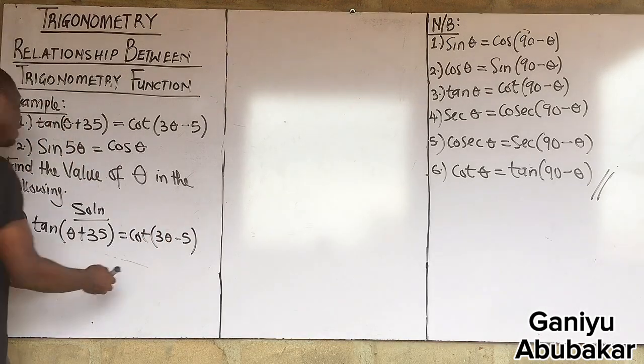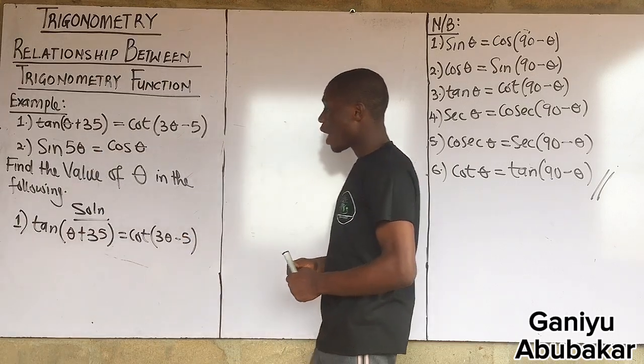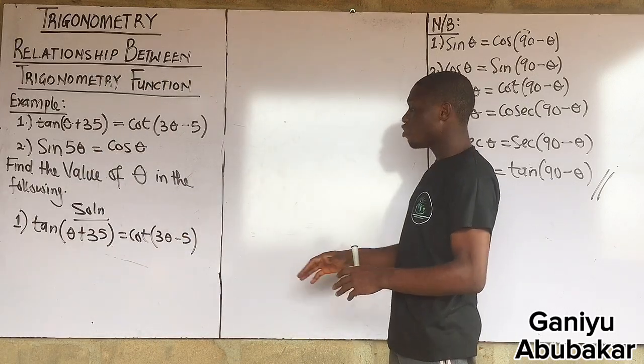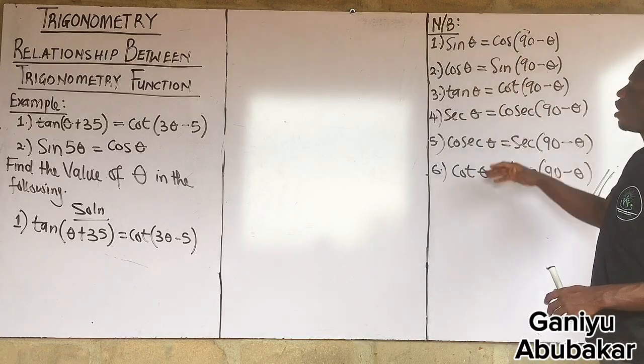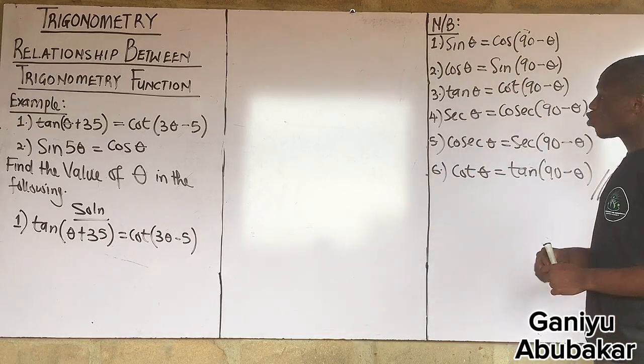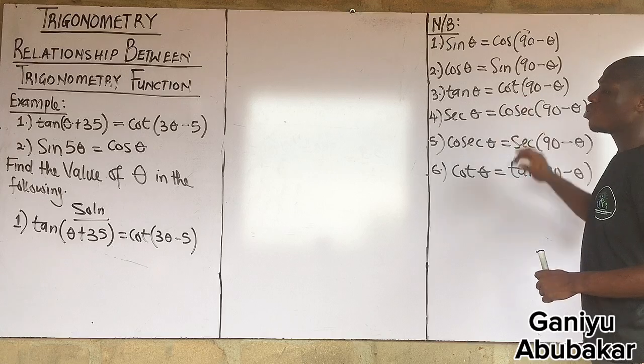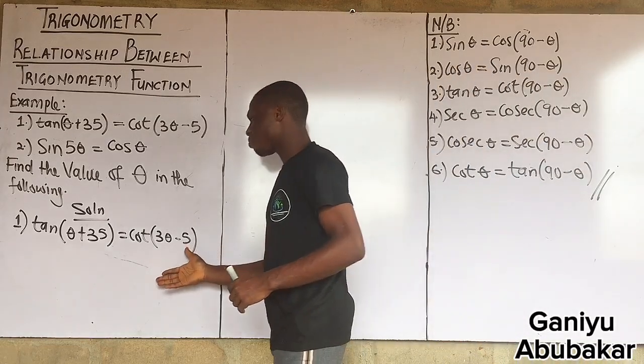So let's solve this one here. Let's find theta. How do we get theta at this point? When it comes to solving something of this nature, don't forget these formulas here. This formula will help you to solve that problem. So understand this well. All right, let's try to solve this problem.